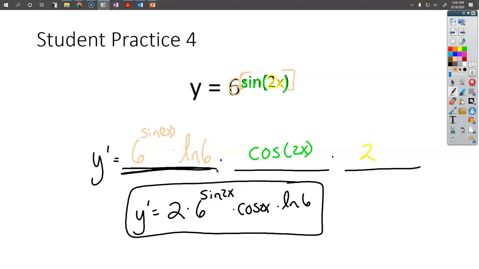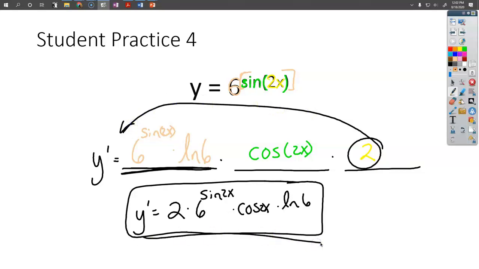So the derivative of the outside function is going to be exactly what the problem was originally, times ln of the base, which is 6. Multiplied by the derivative of the green inner function, the derivative of sine of 2x is going to be cosine of 2x, because that's what the derivative of sine is. And the derivative of the inside of that, the derivative of 2x, is 2. And usually when it comes to the constants, they're going to throw that one up in the front, so I wrote my final answer like this.